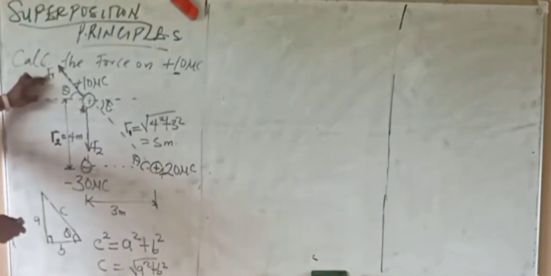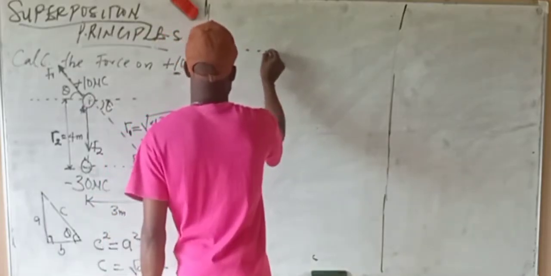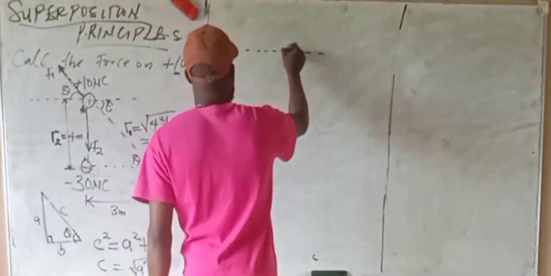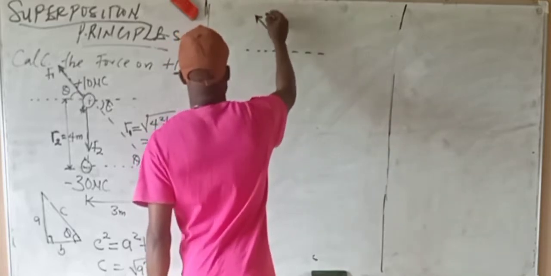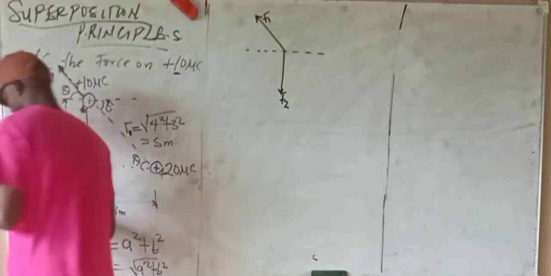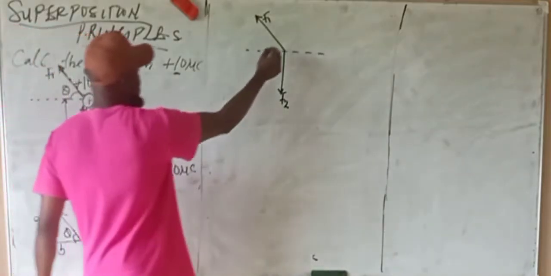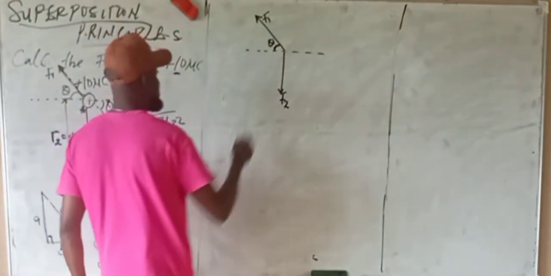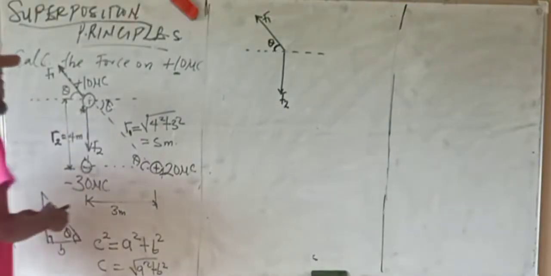The next thing, we can make our F1 and our F2, then bring them to somewhere here. You're having this, you're also having this. This is F1, and that one is F2. Please take note of that, it's very, very important. From here, we get theta, then we resolve it into axes and find the resultant force. Now let's calculate F1. What is F1?